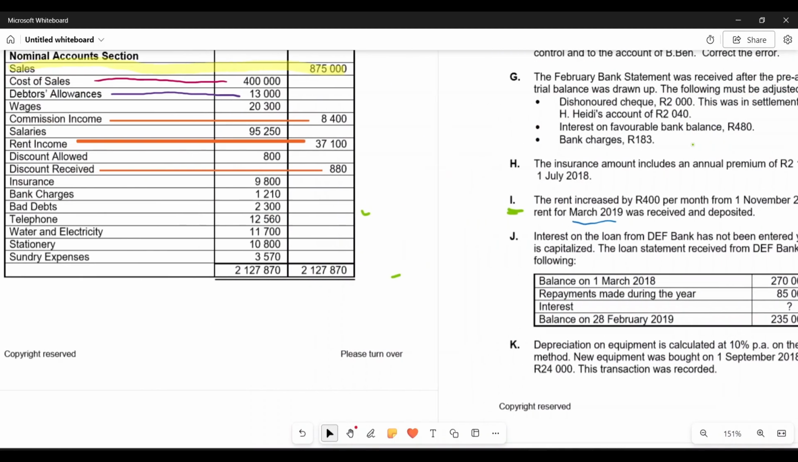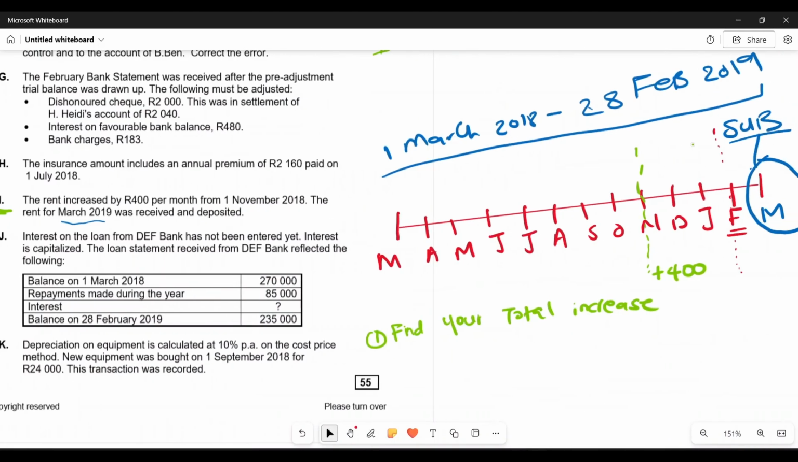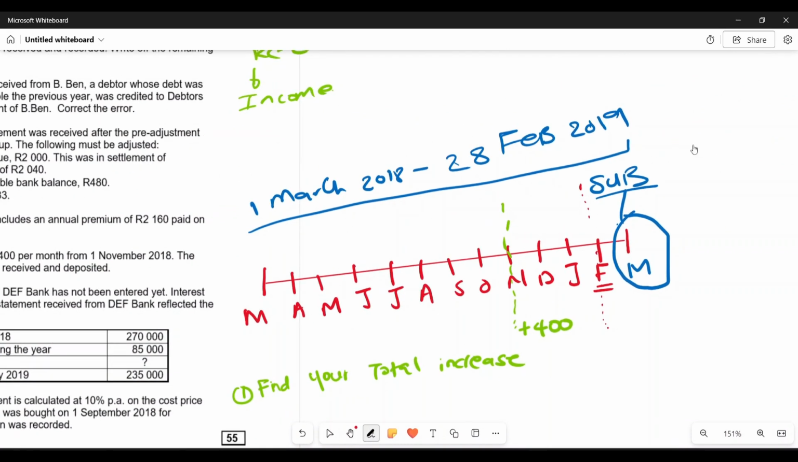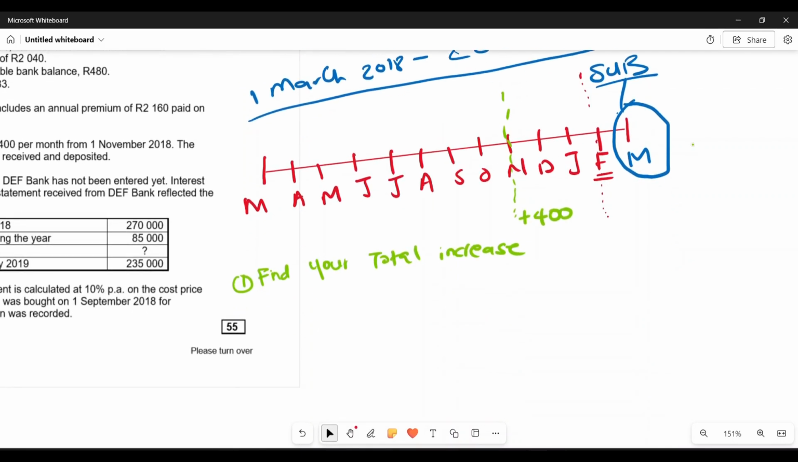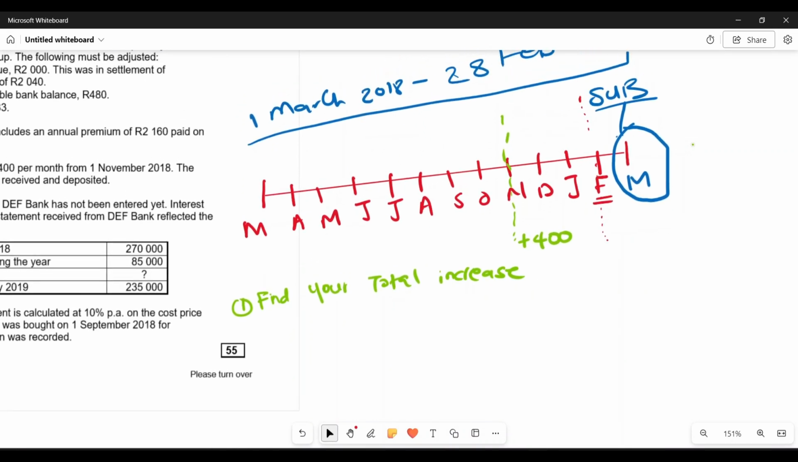Also, let me look at the rent amount that I'm given. My rent income is 37,100. I'm just going to write it there at the top, 37,100. But for now, we are not going to make use of it. Now we need to find our total increase. How would we find that? We know that the rent increased by 400 from 1 November. I'm going to say 400.